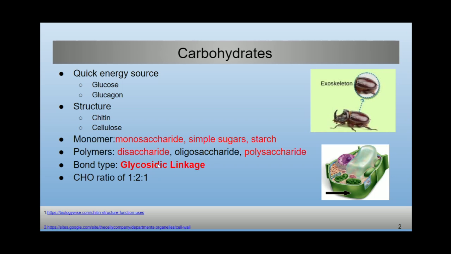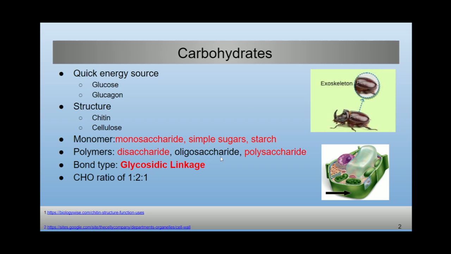Now polymers, you see the prefix poly, which obviously means more than one. There is a greater distinction when it comes to carbohydrates, though. There are actually three different types of polymers. There's something called a disaccharide. Di is a prefix meaning two, so we can assume that a disaccharide is created using two sugars, two simple sugars, two starches, or two monosaccharides.